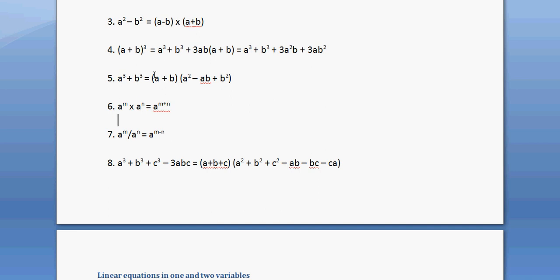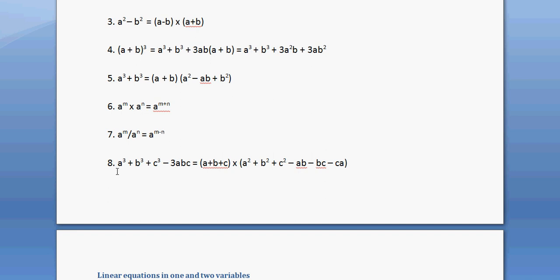Then a raised to power m into a raised to power n, we all know that it can be written as a raised to power m plus n. Similarly, a raised to power m divided by a raised to power n can be written as a raised to power m minus n. Now the 8th is also an important result, which is a cube plus b cube plus c cube minus 3abc can be written as a plus b plus c multiplied by a square plus b square plus c square minus ab minus bc minus ca.